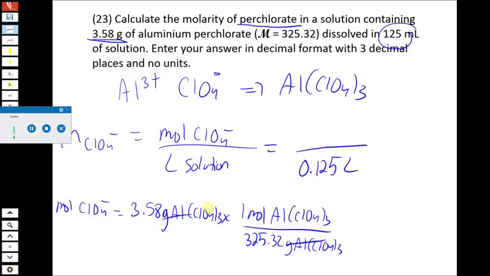So grams cancel. We have moles of aluminum perchlorate, but again, we have to be careful not to just stop here, because this is moles of the whole compound that we dissolved. What we want is the moles of perchlorate once it is dissolved in solution. So there's going to be 3 moles of perchlorate for every 1 mole of compound. That's because our formula has 3 perchlorates in it.